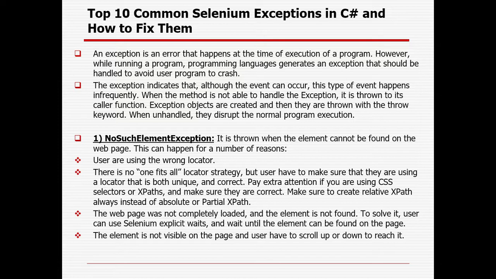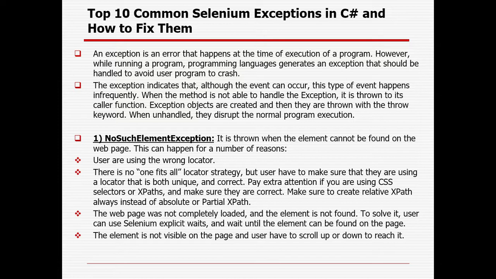The exception indicates that although the event can occur, this type of event happens infrequently. When the method is not able to handle the exception, it is thrown to its caller function. Exception objects are created and then they are thrown with the throw keyword. When unhandled, they disrupt the normal program execution.